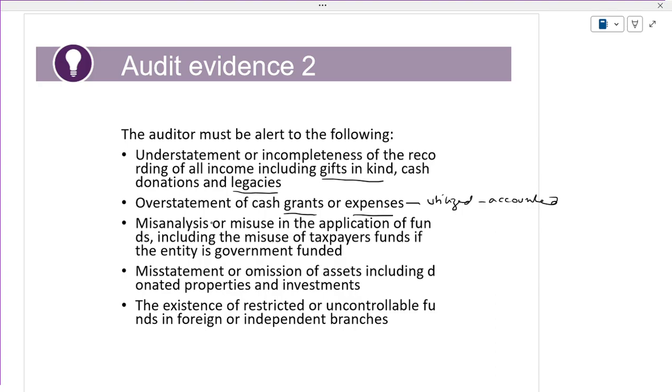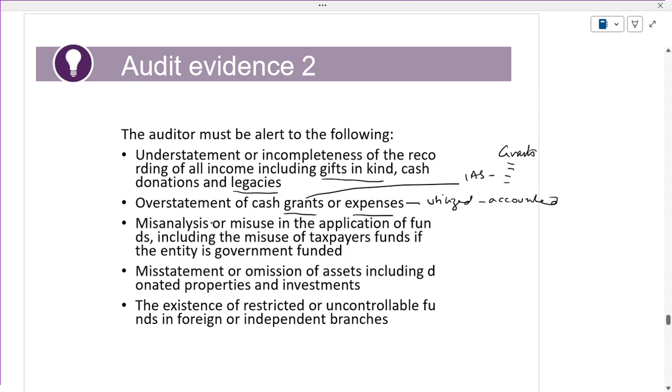Grants are very important. If I take into consideration IAS 20 or 23, okay? IAS 20 or 23, where we are talking about grants. Where we are talking about government grants, when there is a grant, there is a criteria for identifying the grants also.